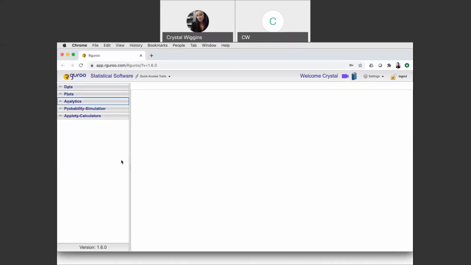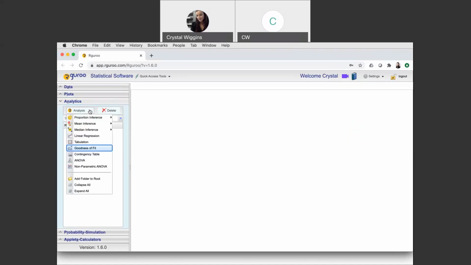So we can import a data set if we want or create one, but it's not necessary. The chi-squared goodness of fit test calculator allows us to input this manually. And since you're going to have to create either an Excel file or a data set within Rguroo, it's the same amount of typing. Unless you were using that data set more than once, that would make sense to create an actual data set. So we're going to Analytics, then to Analysis, and then to Goodness of Fit.